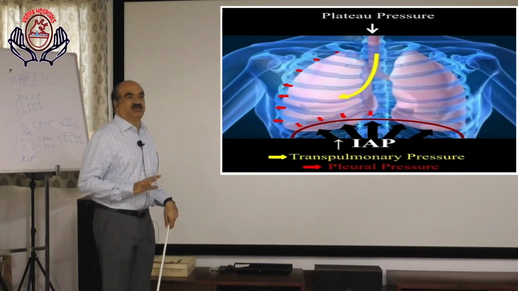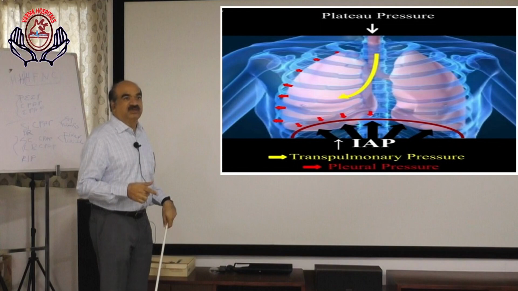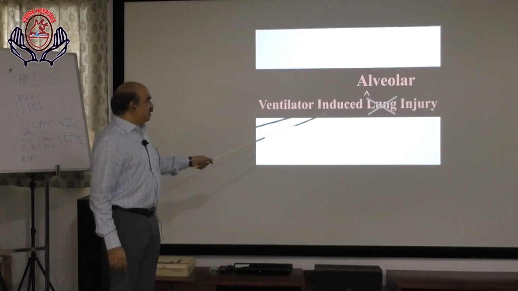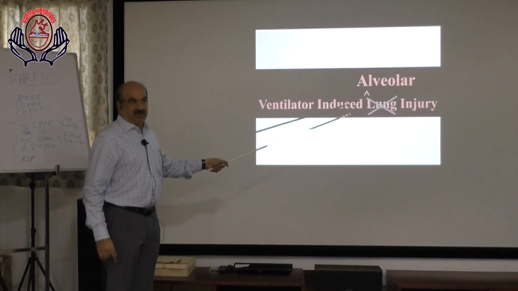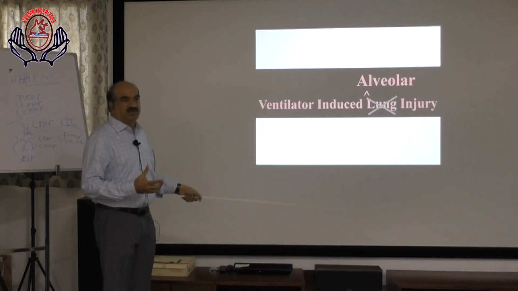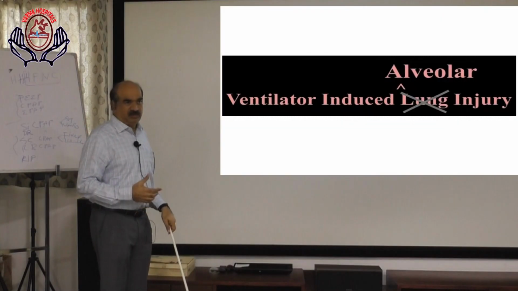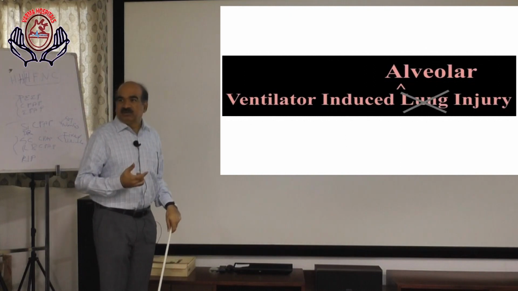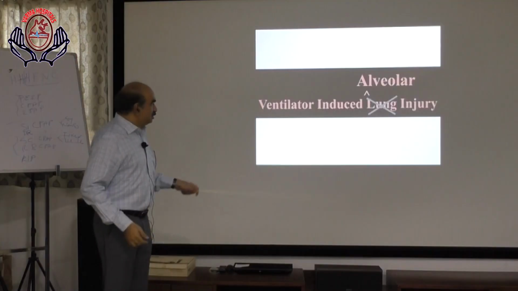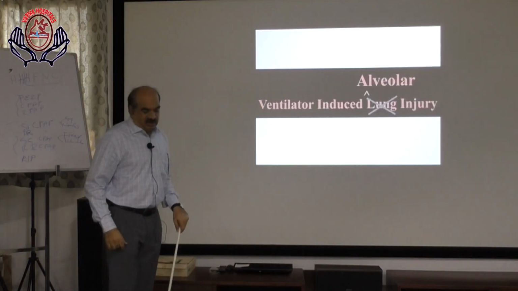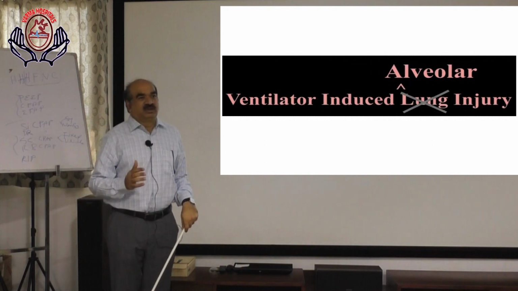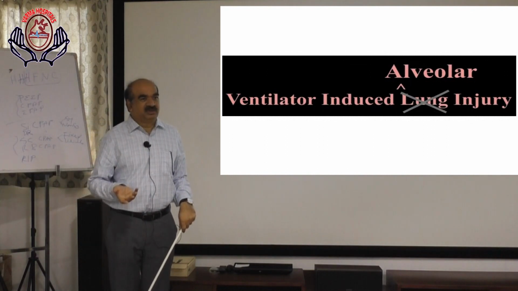Mainly, we have to continuously monitor the ventilator graphics. So VILI, ventilator induced lung injury. Actually, the main injury is due to the alveoli. Main injury is to the alveoli. More than airways, ventilator mainly induces alveolar injury. Actually, VILI is a misnomer. How can a ventilator induce lung injury?